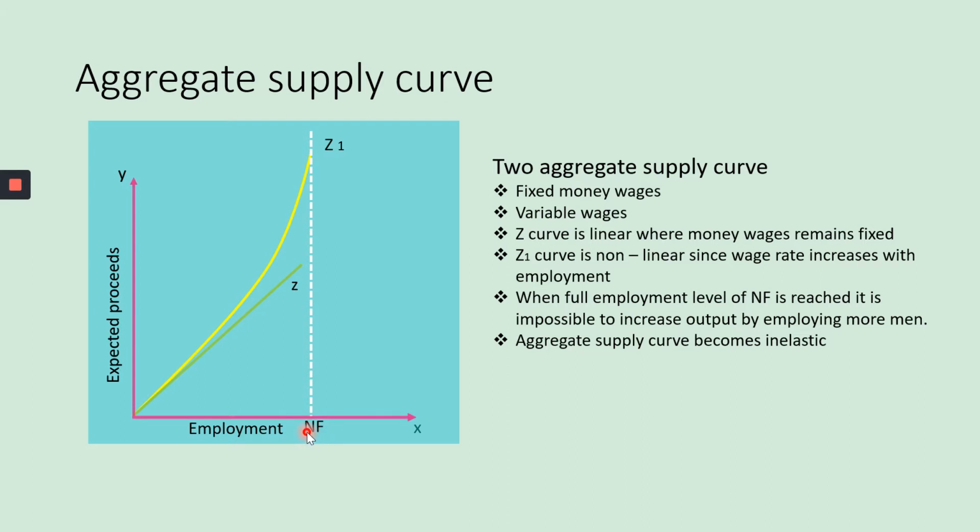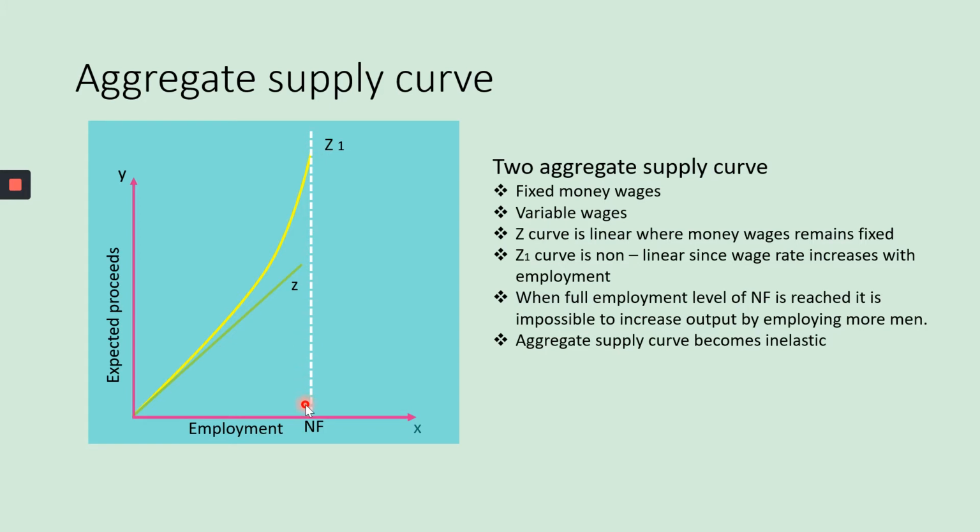So what happens to the aggregate supply curve, the yellow curve, when it reaches the level of full employment? Beyond this, you cannot increase the output by employing more men. So the curve becomes inelastic. What do you mean by that? It becomes a vertical straight line. Beyond this, the Z1 curve becomes a vertical straight line.